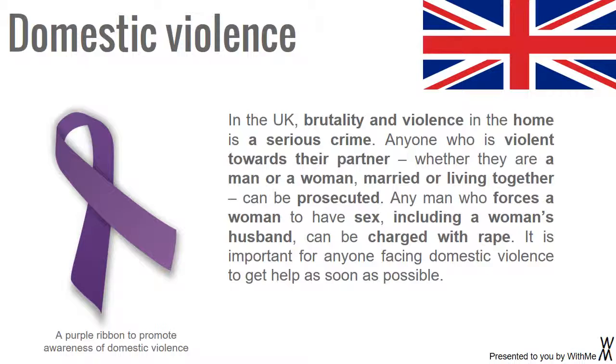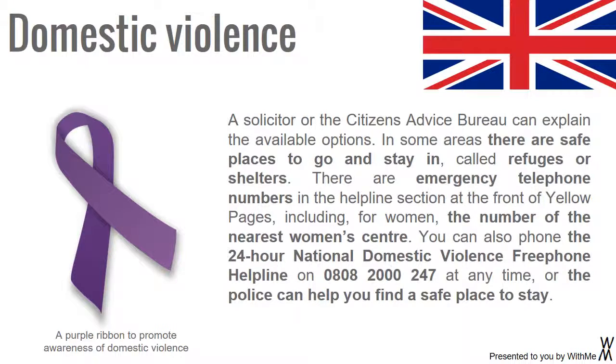It is important for anyone facing domestic violence to get help as soon as possible. A solicitor, or the Citizens Advice Bureau, can explain the available options. In some areas, there are safe places to go and stay in, called refuges or shelters. There are emergency telephone numbers in the helpline section at the front of Yellow Pages, including, for women, the number of the nearest women's centre. You can also phone the 24-hour National Domestic Violence Free Phone Helpline on 0808 200 247 at any time, or the police can help you find a safe place to stay.